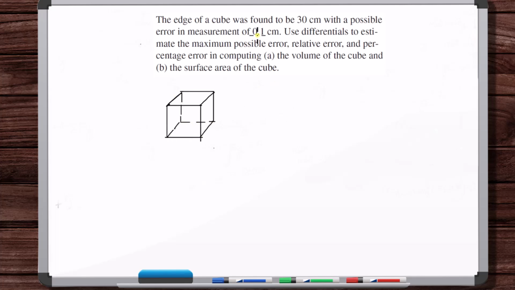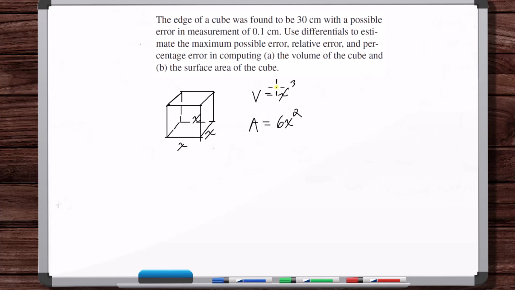So how do we do this? We're going to have a function for the volume of this cube and the surface area. If the side lengths are x, x, and x, what is the volume of this cube? It's x cubed. What is the surface area? There are 6 sides, and each side has an area of x squared, so 6x squared. These are the formulas for the volume and the surface area.